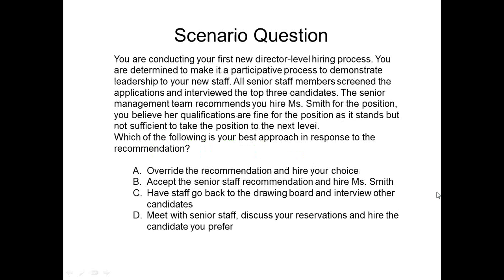So here's one. You're conducting your first new director-level hiring process. You're determined to make it a participative process to demonstrate leadership to your new staff. All senior staff members screen the applications and interviewed the top 3 candidates. The senior management team recommends you hire Ms. Smith for the position. You believe her qualifications are fine for the position as it stands, but not sufficient to take the position to the next level. Which of the following is your best approach in response to the recommendation? We'll go for what's your answer and why.